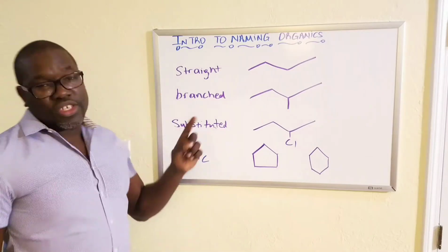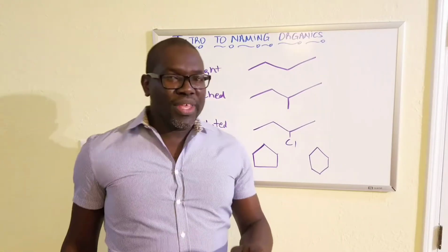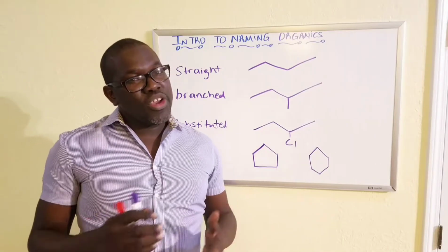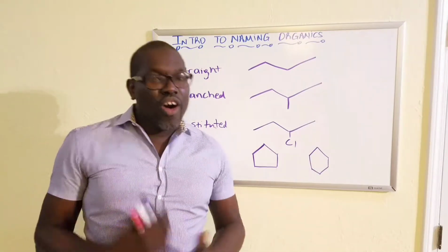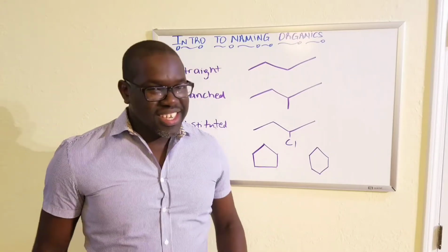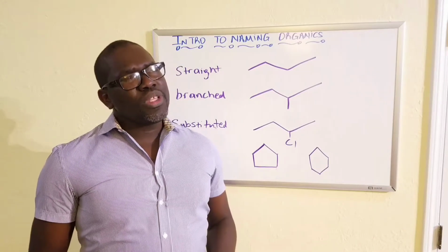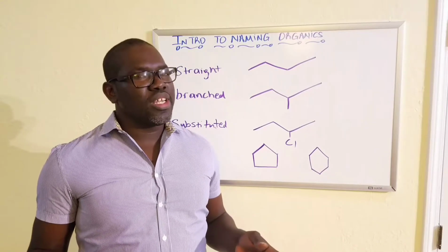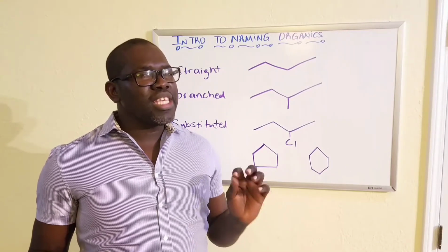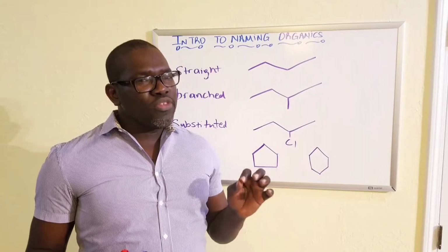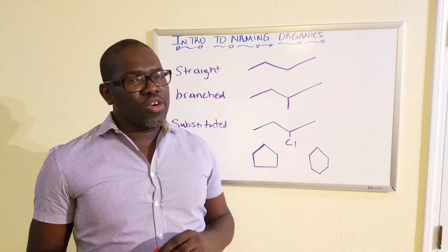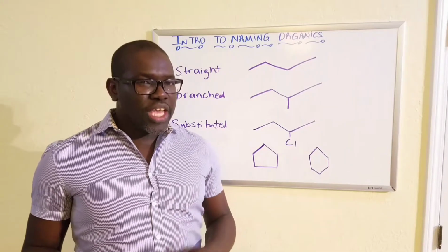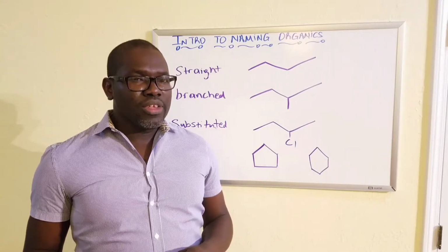Now, here's the situation. How do we know something is straight? I don't know if you'll find this in a textbook or anything like that, but what has always worked for me is this. I say to myself, you know what? If it's straight, there should be no junctions on it. I should be able to take my pencil and run it from one end of the carbon compound to the other end without having to go back to get to another carbon. Let me show you what I mean.